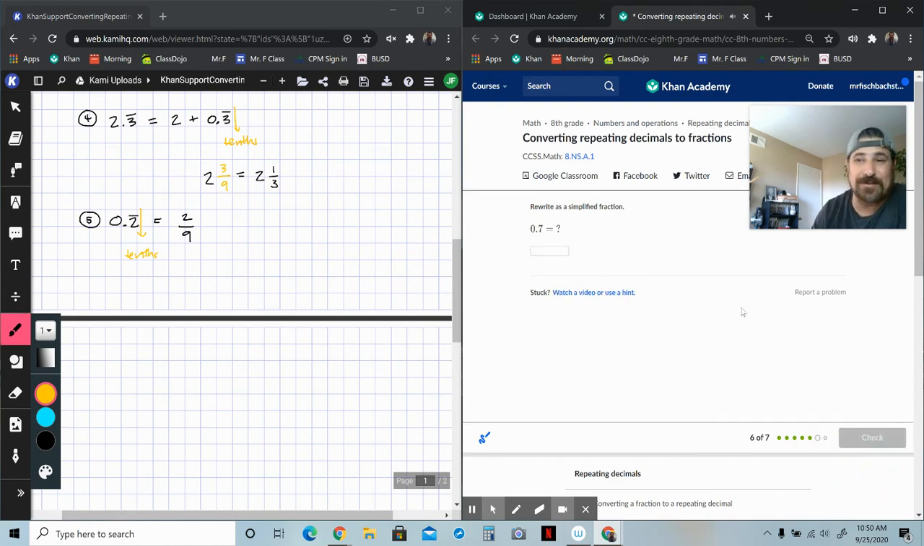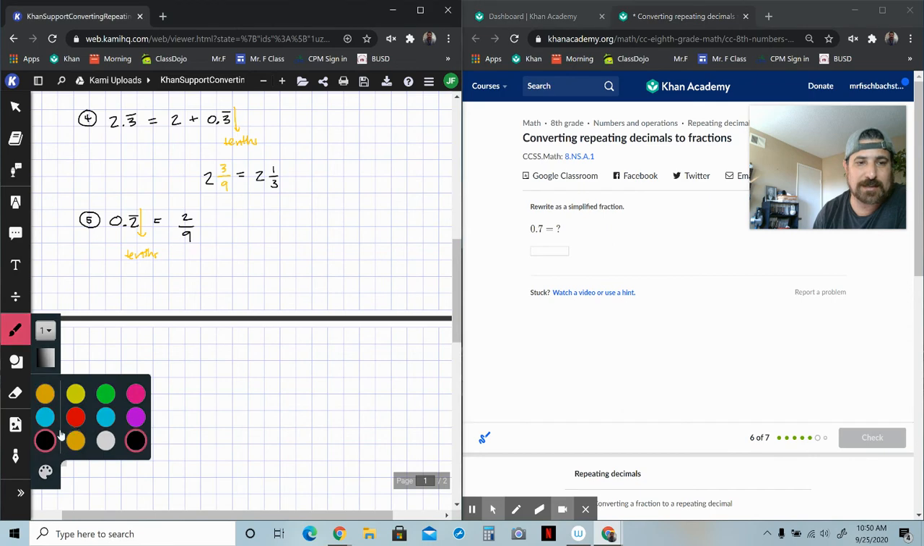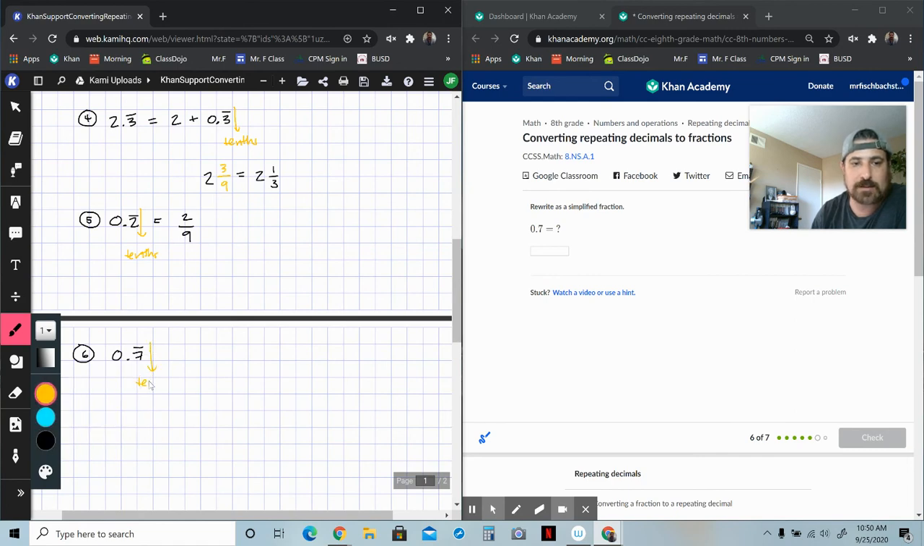Okay, 0.7, another really easy one. So this is going to be exactly the same type of situation here, where you're just going to say 0.7 repeating. Where does the repeating pattern end? It ends in the tenths place. So you're going to have a denominator that's not 10, but 1 less than that, which is going to be 9. And so the numerator is 7, that's the repeating element. And then the denominator is 1 less than 10. So it's just going to be 7/9.